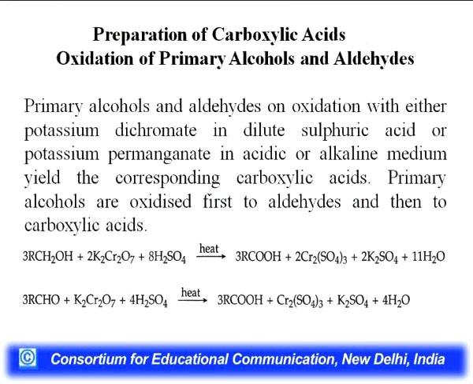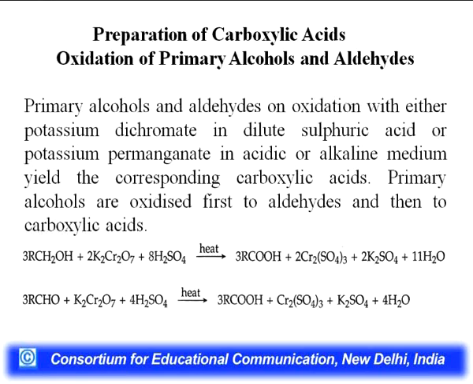How to prepare carboxylic acid? First of all, we can prepare carboxylic acids by the oxidation of primary alcohols and aldehydes. Primary alcohols and aldehydes on oxidation with either potassium dichromate in dilute H2SO4, sulfuric acid, or potassium permanganate, KMnO4, in acidic or alkaline medium yield the corresponding carboxylic acids. Primary alcohols are oxidized first to aldehydes and then to carboxylic acids.